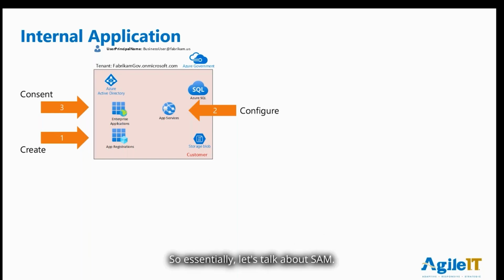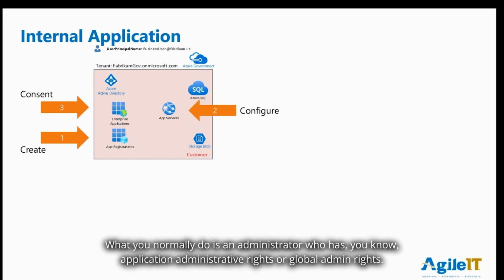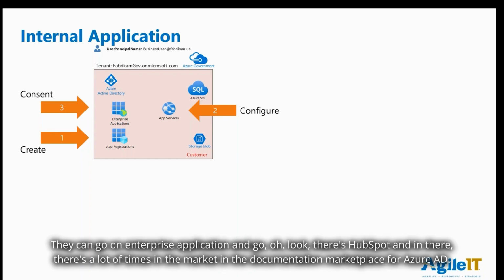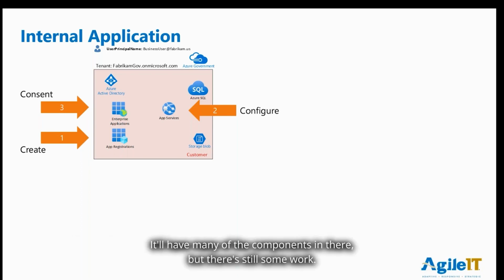So essentially, let's talk about SAML. First off, we do SAML all the time. We have like HubSpot or Salesforce, and we tie that in. What you normally do is an administrator who has application administrative rights or global admin rights. There's only a few that are allowed to do this. They can go in enterprise applications and go, oh, look, there's HubSpot. And a lot of times in the documentation marketplace for Azure AD, it'll have many of the components in there, but there's still some work.